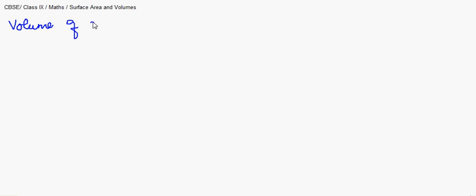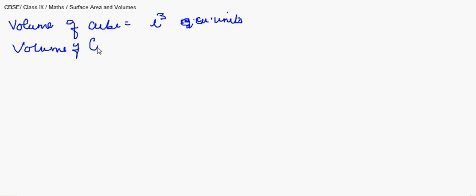Volume of cube is given by L cube. So the answer will be in cubic units. The volume of cuboid is given by length into breadth into height, L into B into H. Same, it will remain as cubic units. Let's take up a few questions applying the formula for volume of cube and cuboid.